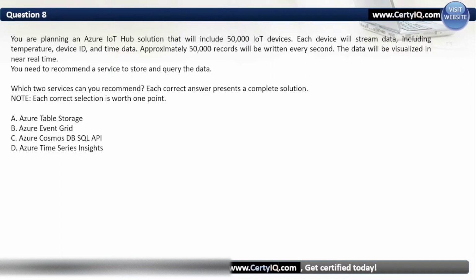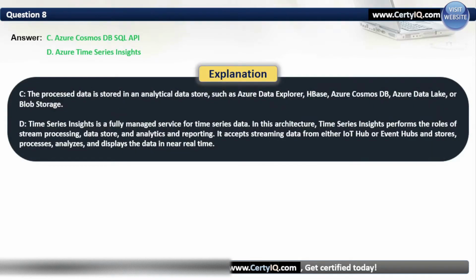The correct options are C and D, that is Azure Cosmos DB SQL API and Azure Time Series Insights. About option C, the processed data is stored in an analytical data store such as Azure Data Explorer, HBase, Azure Cosmos DB, Azure Data Lake, or Blob Storage.